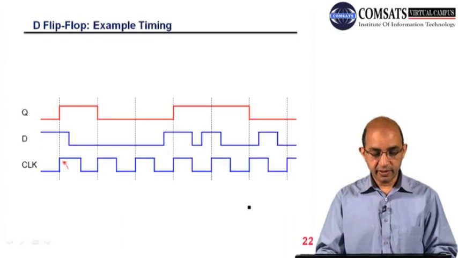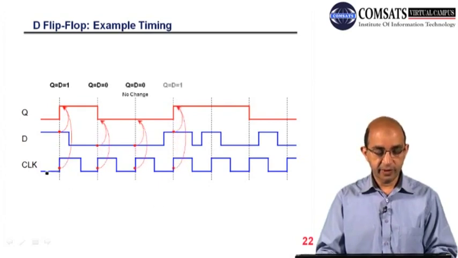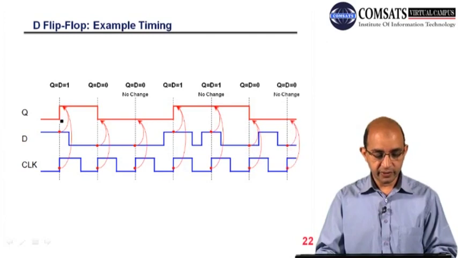This is the timing diagram. We have the clock, and this is the rising edge, from low to high. You can see that Q follows D. Q is low, so it follows D because D is high, and it will remain high till the next rising edge. Here Q follows D again. D is low, so Q has to go low, and it will remain low till the next clock.